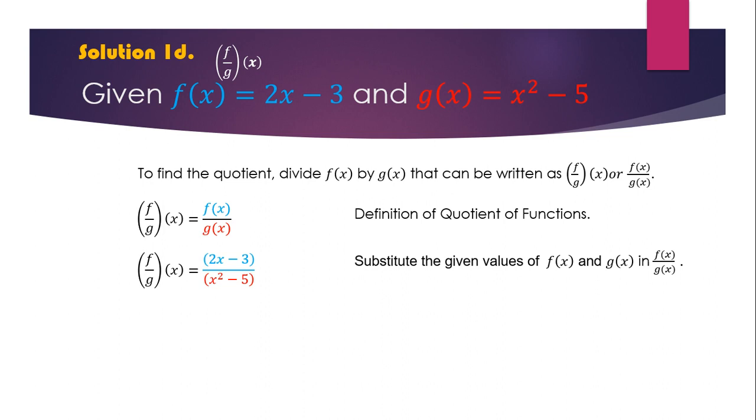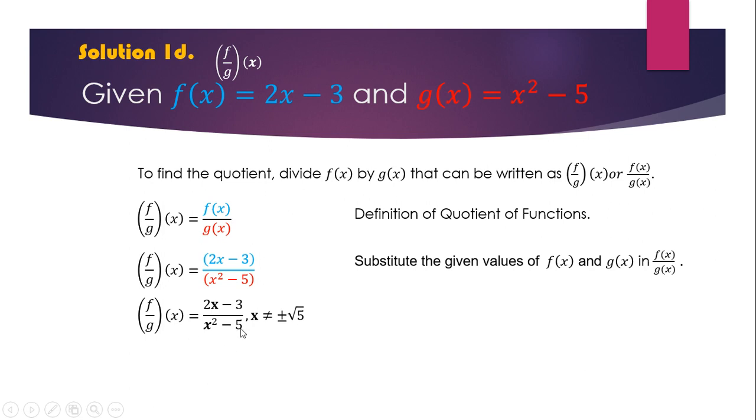Then substitute the given values of f of x and g of x in f of x over g of x. The given value for f of x is 2x minus 3. The given value for g of x is x squared minus 5. So we cannot divide, or there's no factor that can be eliminated.